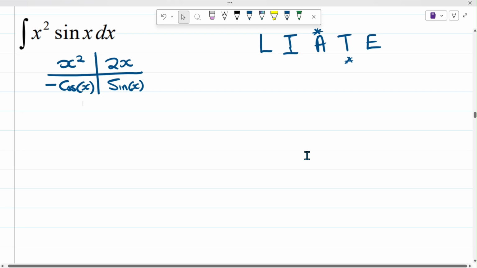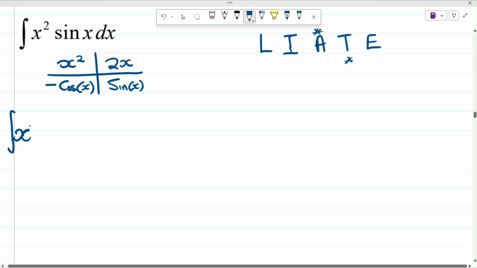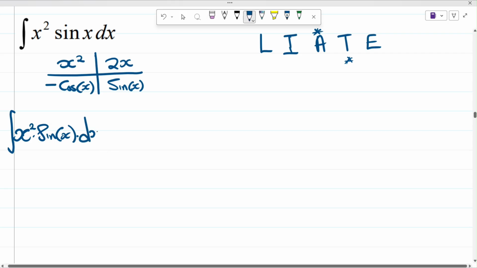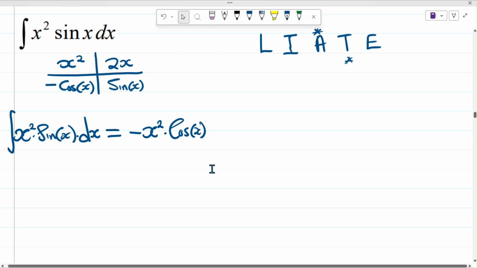So, okay, let's quickly see how we're going to do this one. Now that we have the cross, we're going to first copy the equation. So this is going to be x squared sine of x. The integral of x squared sine x dx is going to be equivalent to negative x squared cos of x. Where is this negative x squared cos x coming from?